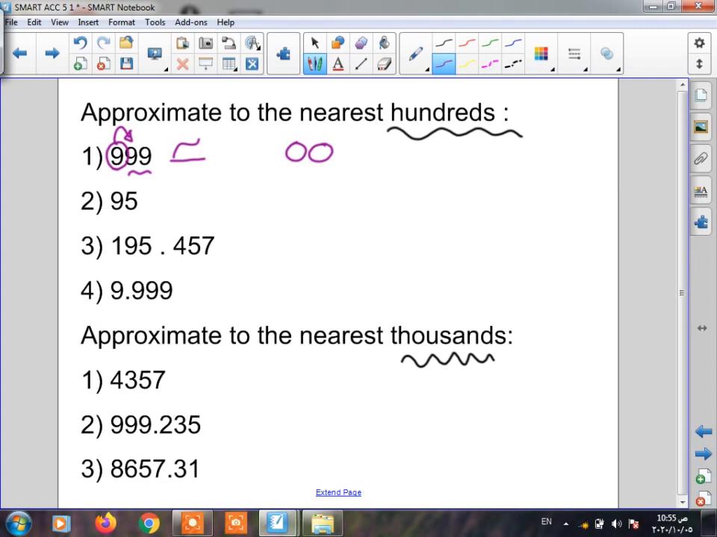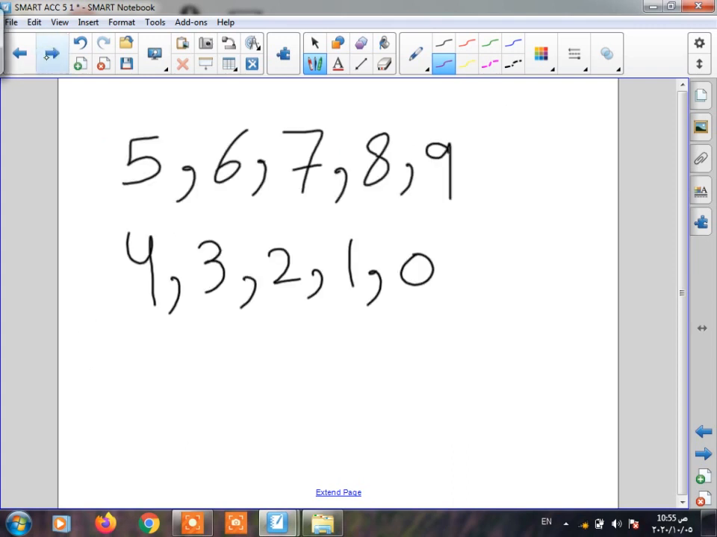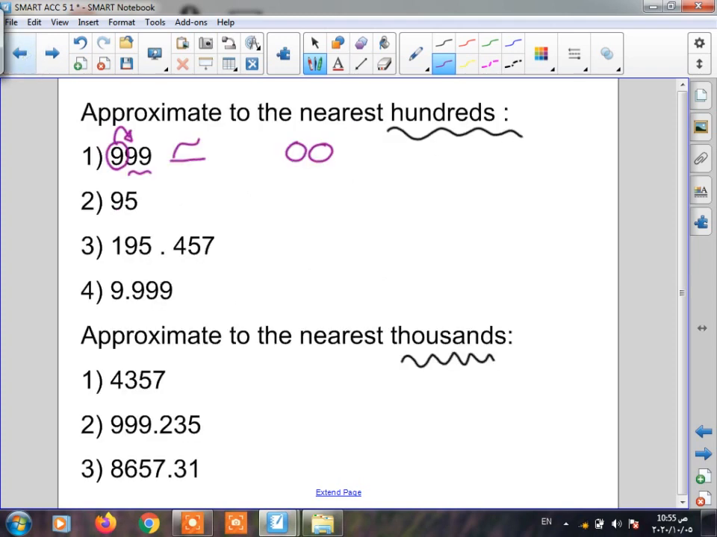I have 9. 9 is from which group? From 5 or more or 4 or less? 9 is from 5 or more. 5 or more, add 1 more. Add 1 more to which digit? The circled one. I write 1. 1 plus 9 equals what? Equals 10. So 999 approximated to the nearest hundred equals 1000.